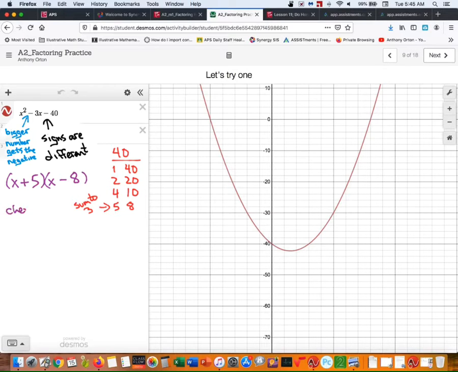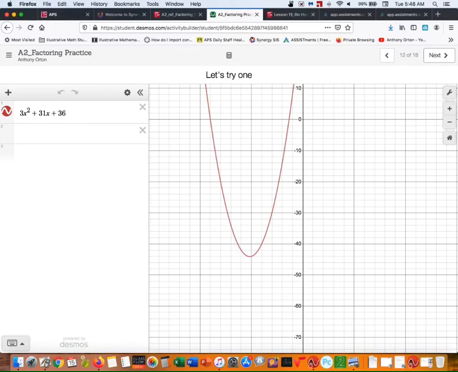And there you are. Now, I could check using the distributive property just in case. Maybe I made a sign error, so I want to check and make sure, but I didn't, and that's the answer. Okay, next.